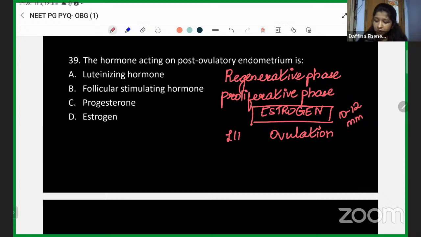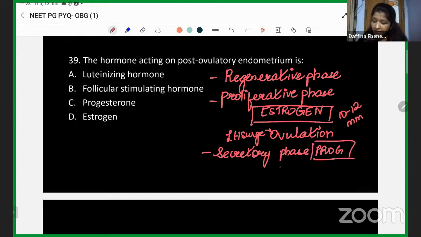So LH surge will happen. I'm telling you in short. LH surge will happen and ovulation will occur. This is the proliferative phase. Immediately after ovulation, you have the secretory phase. Which is the hormone of the secretory phase? The hormone of the secretory phase is progesterone.